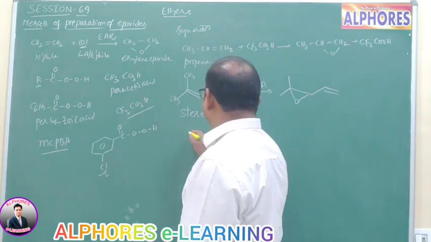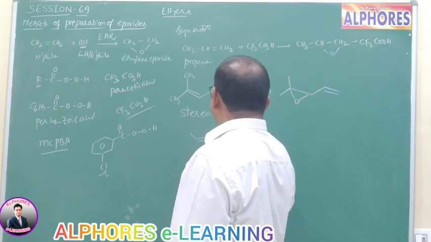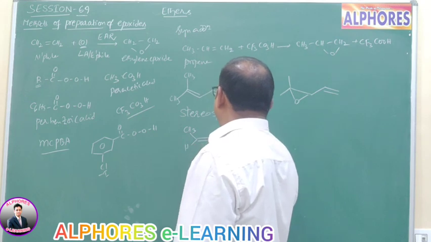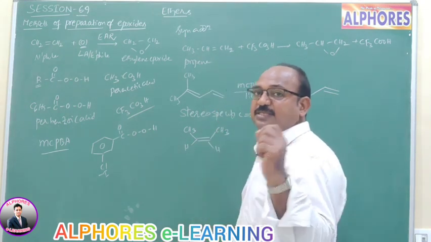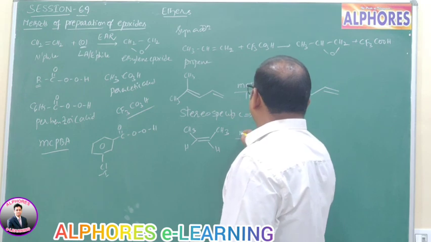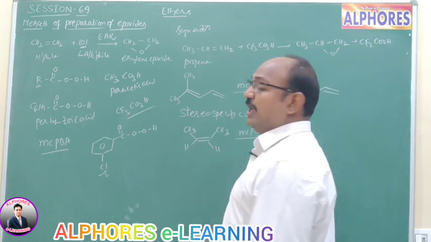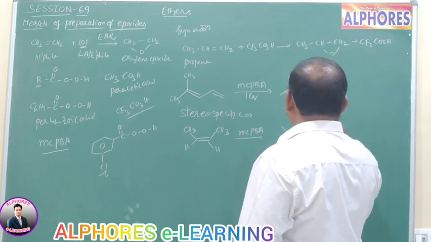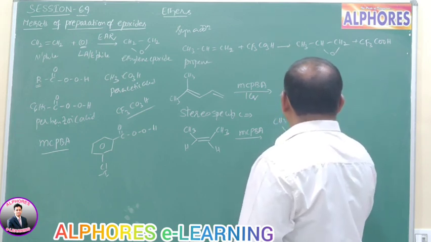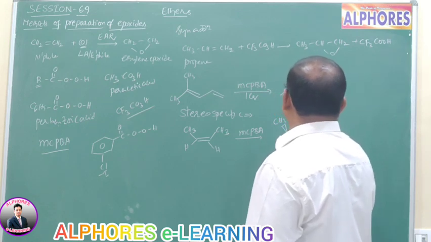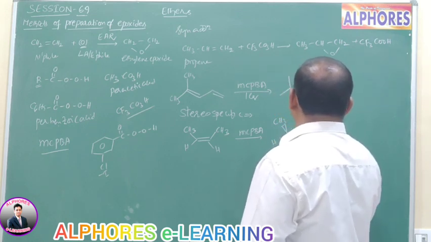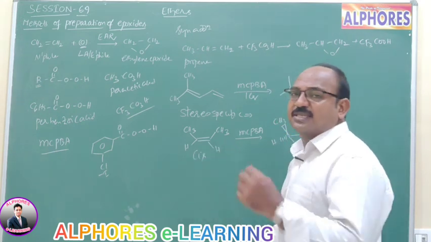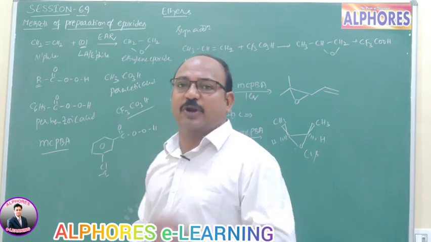Let us see. Here the double bond has CH3, H and H. As I mentioned, this addition is syn addition. So this one upon epoxidation with MCPBA, what happened? We are getting a product like this, CH3. Here both the CH3 groups remain on the same side. We are getting the cis product only. Because we considered a cis alkene here, we get only the cis product.